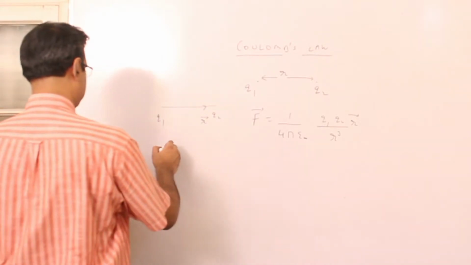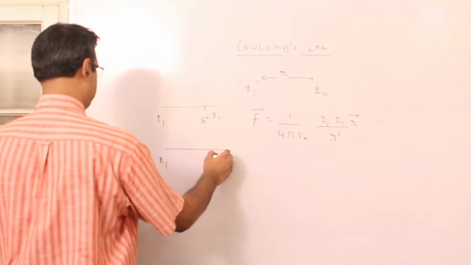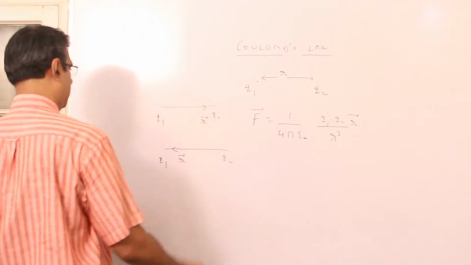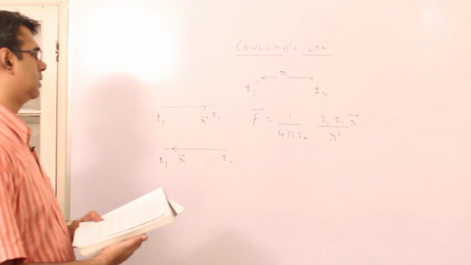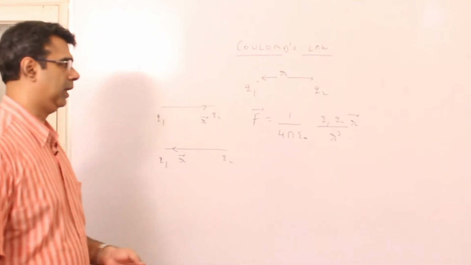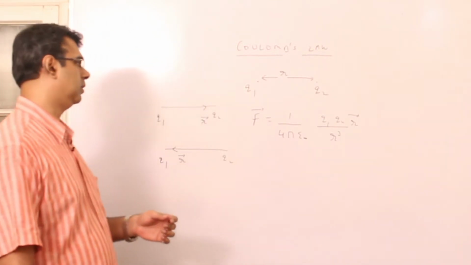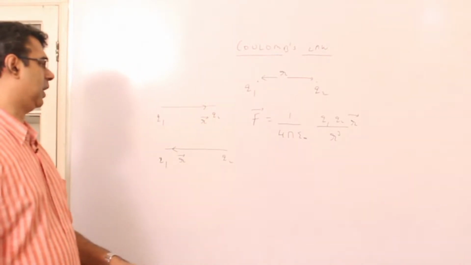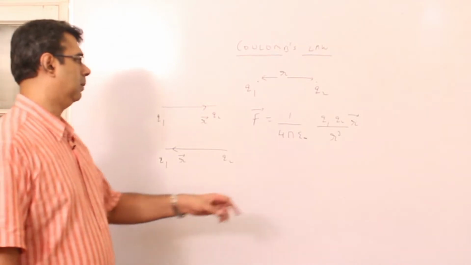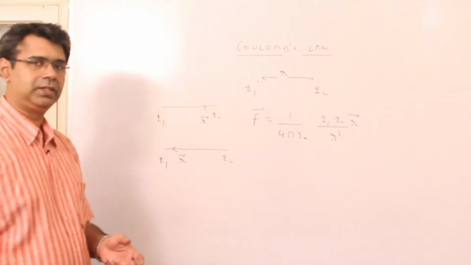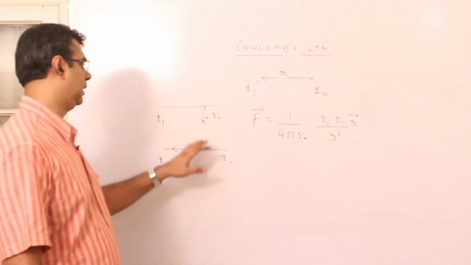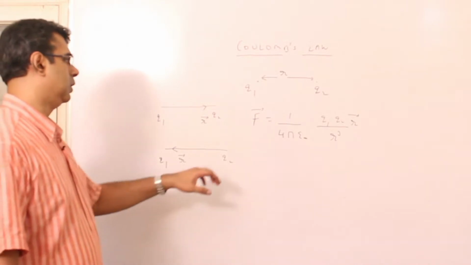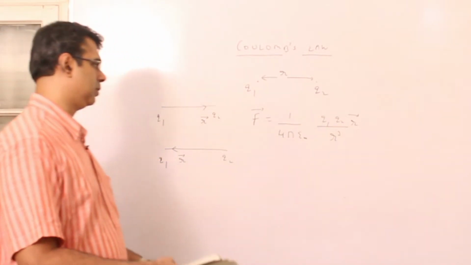And similarly, when I am considering Q1, then vector R will point like this. So if these two charges are of the same type, like both are positive or both are negative, then vector R will point towards that particular charge. That means it will be a repulsive force. But if Q1 and Q2 are of opposite nature, one is positive, one is negative, then vector R will point away from the particular charge. That means the force will be attractive.